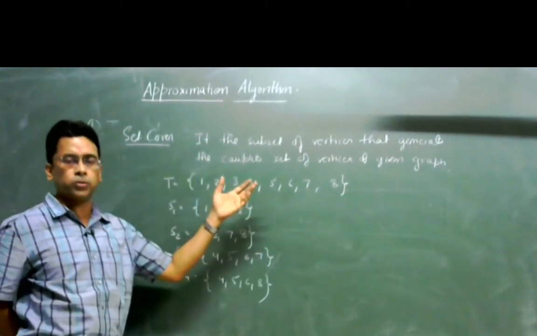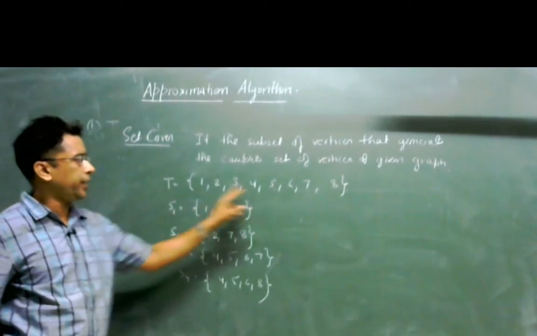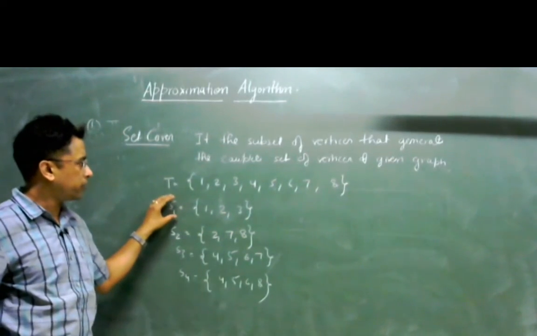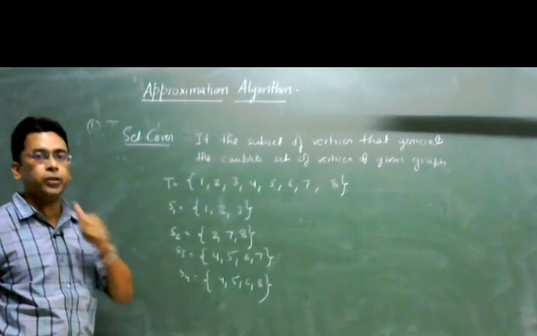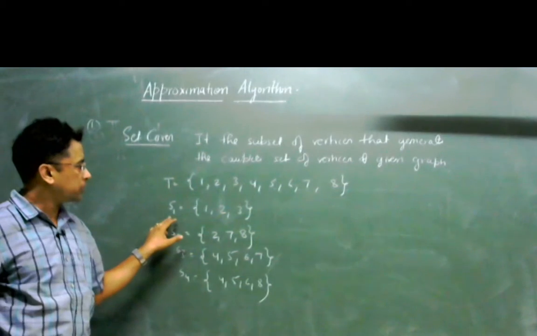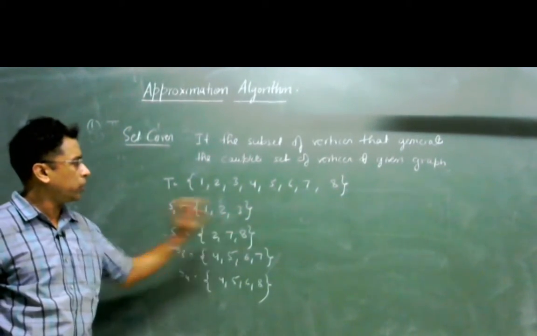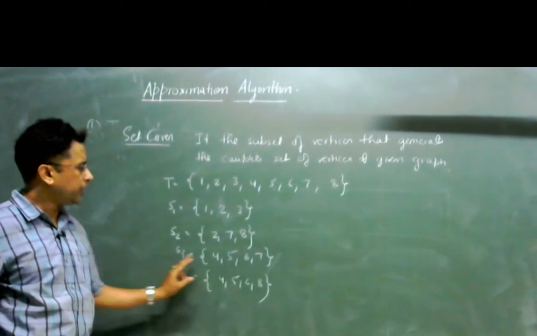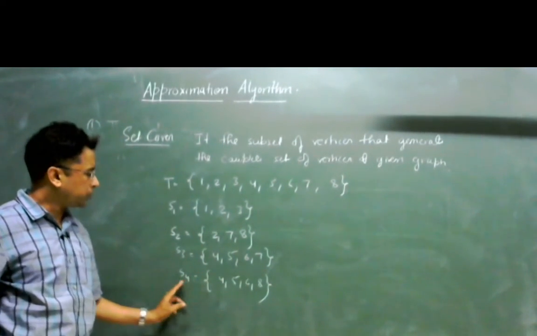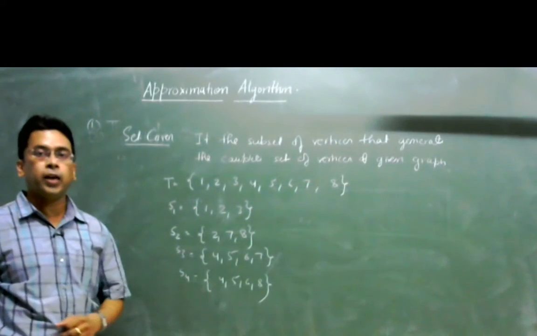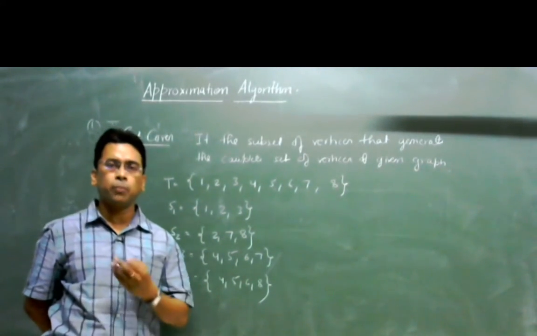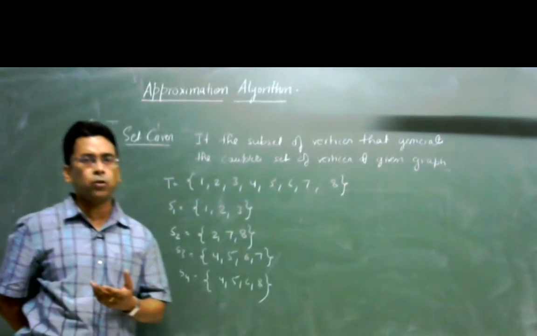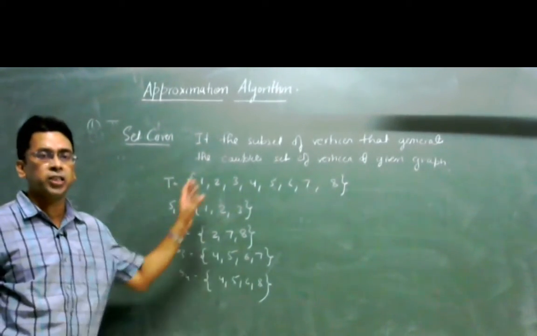Here in this set, initially I have taken the reference of the graph, but this may be for any set also. Suppose the set contains 8 elements, and we have broken the set into small subsets. Subset 1 contains 1, 2, 3. Subset 2 contains 2, 7, 8. Subset 3 contains 4, 5, 6, 7. Subset 4 contains 4, 5, 6, 8. Now we have to create the combination of subsets which generates the full initial set.